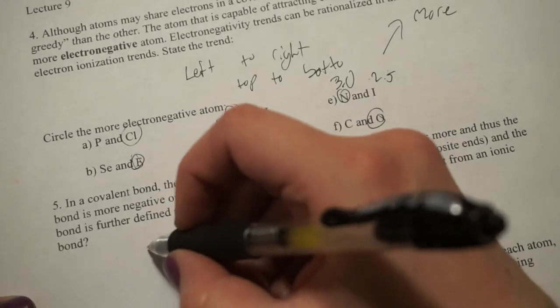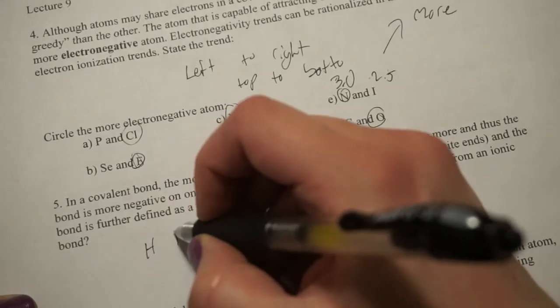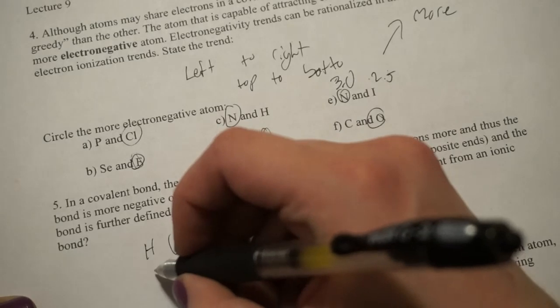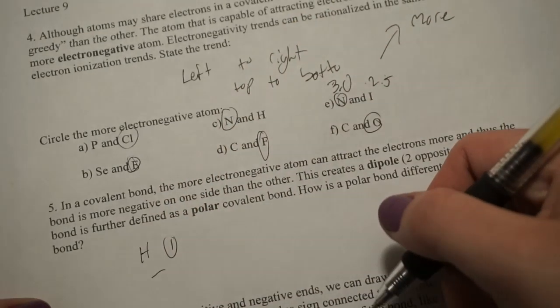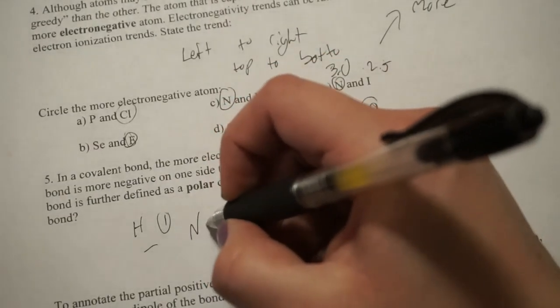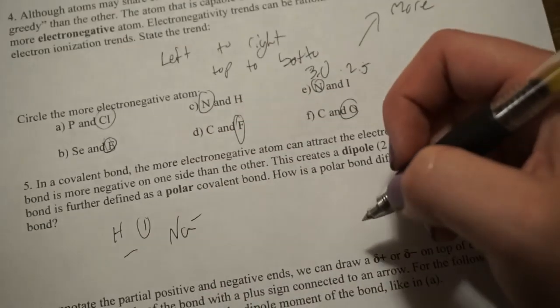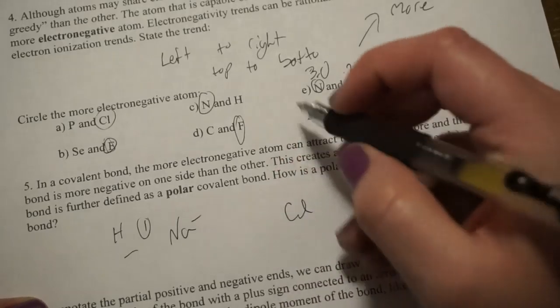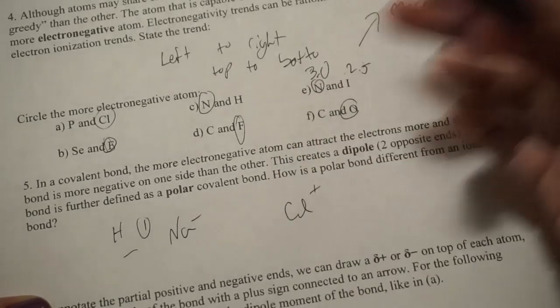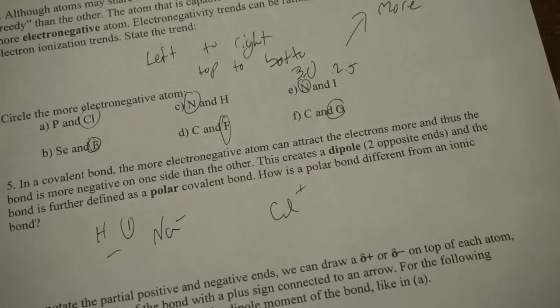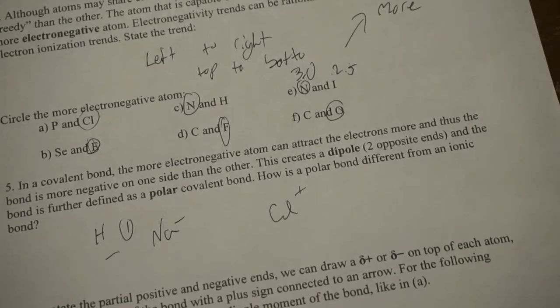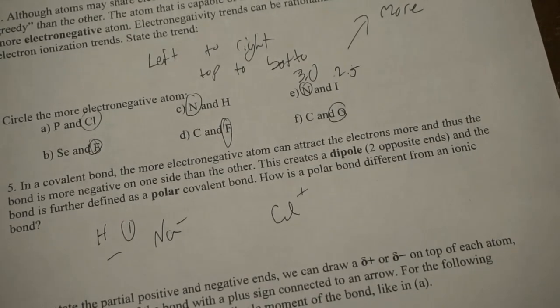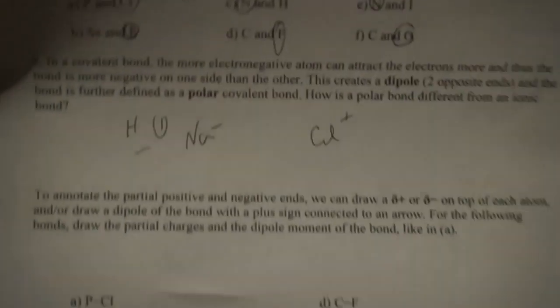So in ionic, when sodium gives up its one electron, it becomes positive. And when chlorine gains that electron, it becomes negative. So when NaCl goes together, it's an ionic bond. Polar means shared electrons, but unevenly. So it's a partial positive and negative, where one is more electronegative than the other.